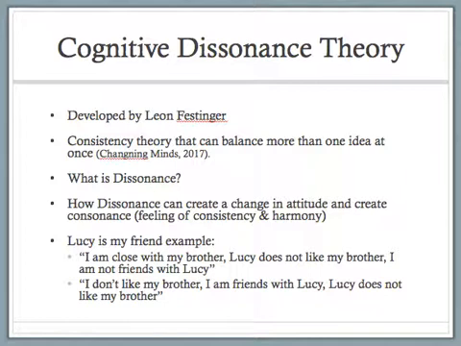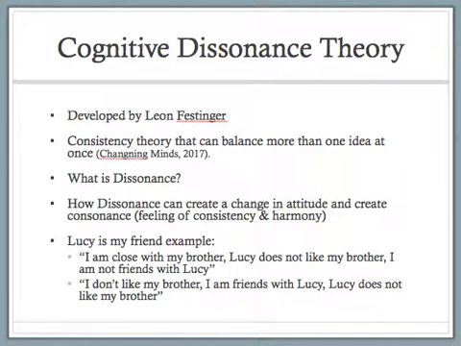The dissonance theory is able to handle more than one cognition at a time. Let's say we know these facts about a friend. Lucy is nice and she's a loyal friend, but Lucy does not like my brother. Will I still think the same of Lucy after finding out she does not like my brother? It really depends on the situation. If I'm really close to my brother, then my thoughts about Lucy may go from she's awesome to she's not so great after all.